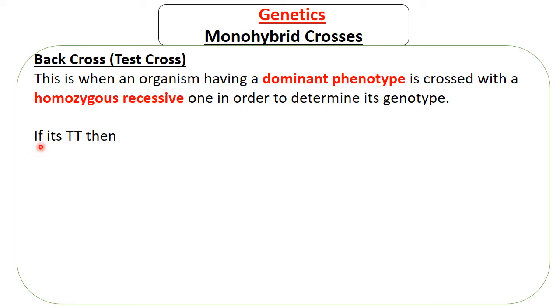So let's assume they are pure breeds. So we are going to cross them with homozygous recessive tt. So here is what will happen. This time I'm not going to use a monohybrid cross.